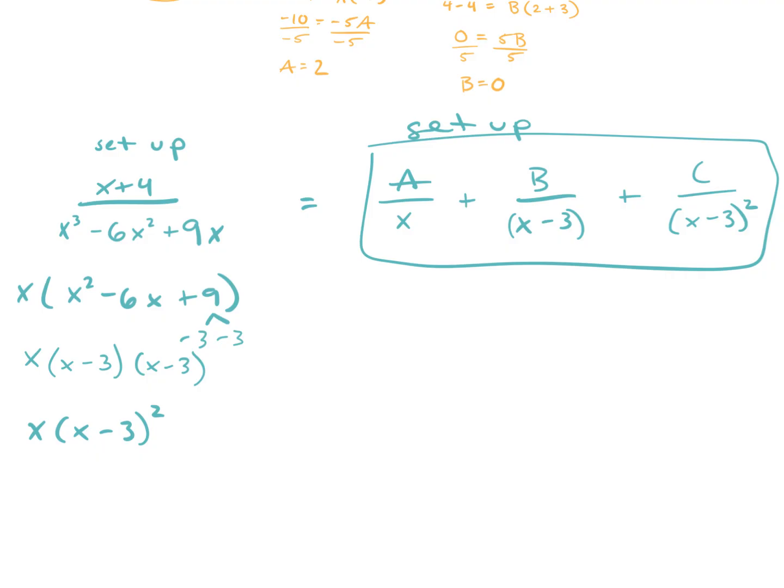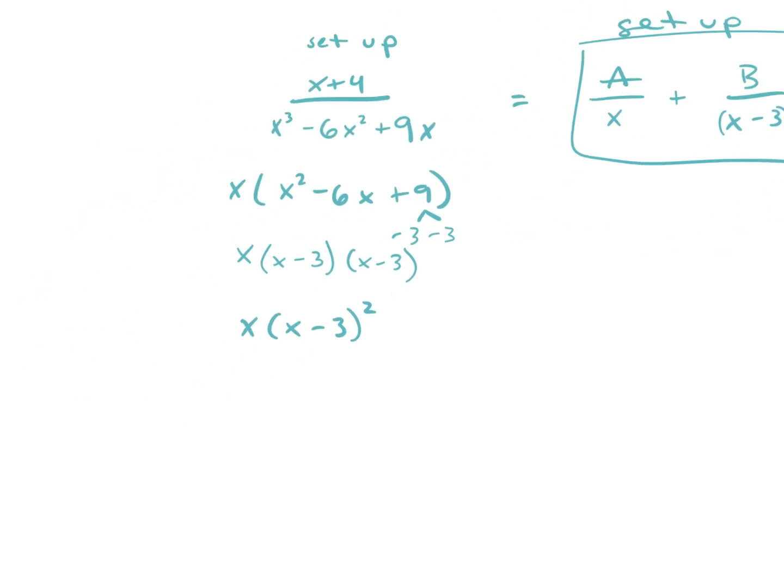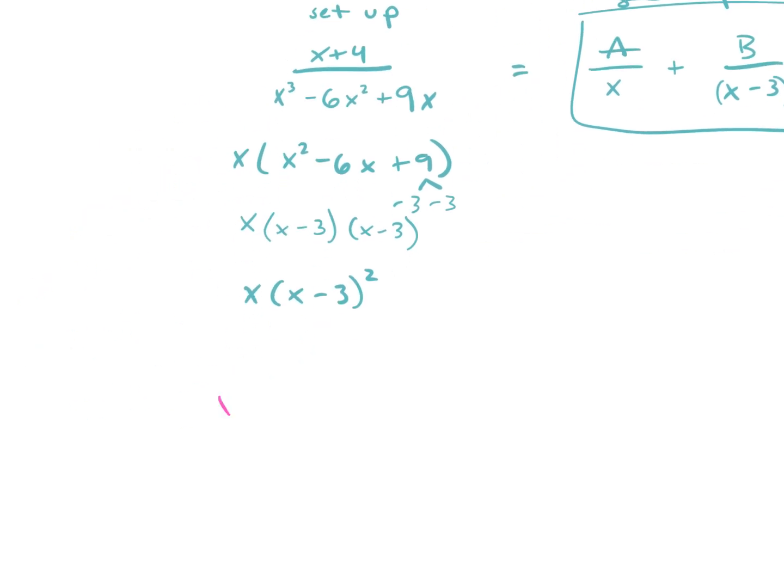Yes? Why do you also have the last one squared? So we always have to have, let's say if we had x to the 4th power, then when we set this up, it would need to be a over x plus b over x squared plus c over x cubed plus. So you want each exponent that comes before it.